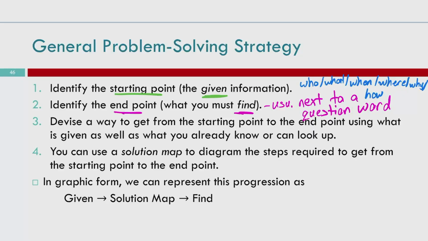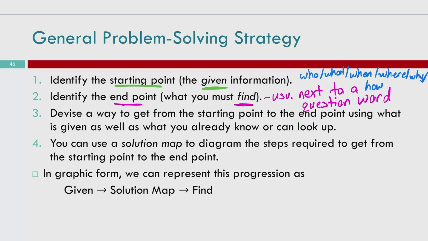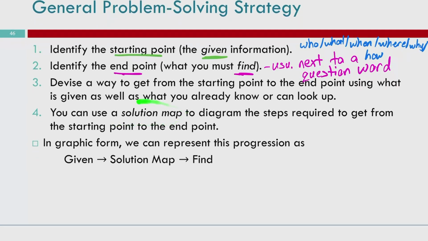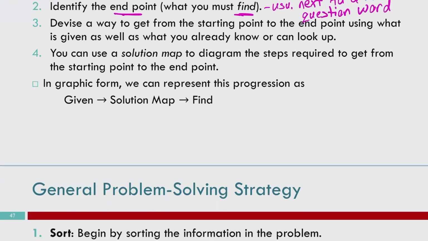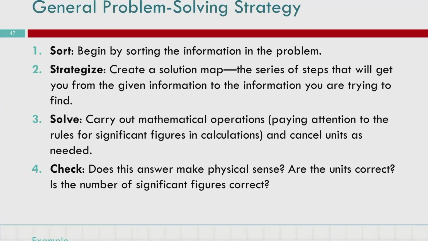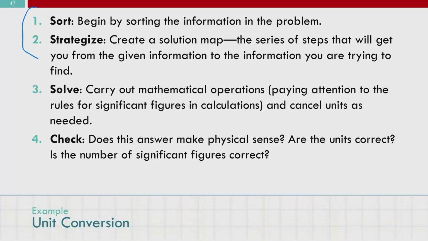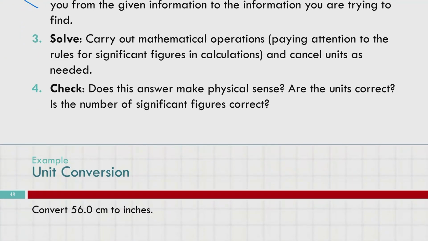And then we can do the solution mapping part. So we'll start with what's given on the left side, what we're trying to get to on the right side, and then a number of steps, one or more, to get there. And that would be the solution map that we come up with. And this just says the same thing, but we've baked it all into the first two steps. Once we've got our solution map, we can write everything out, do the math, think about our significant figures, cancel units, and then check things.